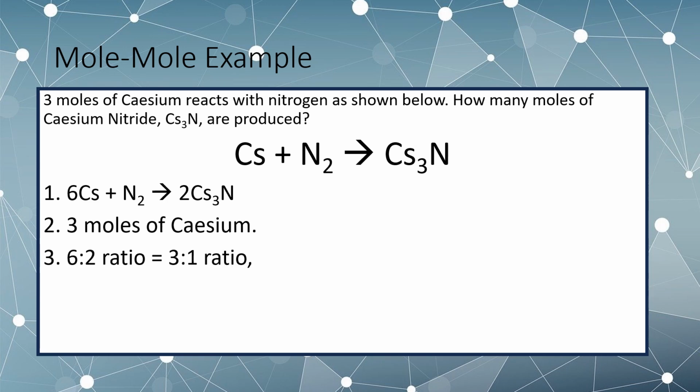This simplifies down to a 3 to 1 ratio, and as we have 3 moles of our known, and it's a 3-to-1 ratio, all we have to do is divide that by 3, which gives us 1 mole of Cs3N. In this case, step 4 is not required, as we are just finding the number of moles.